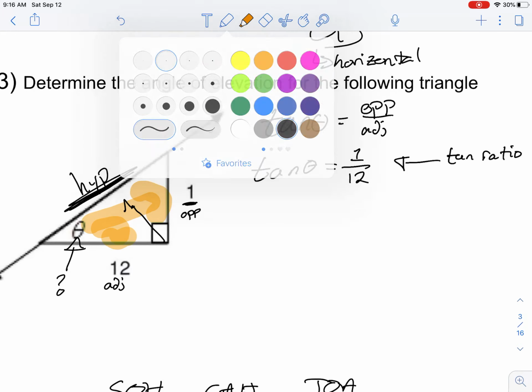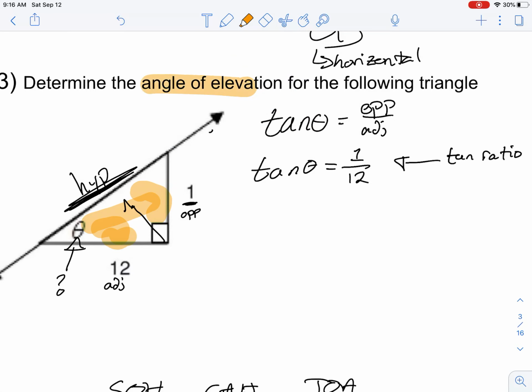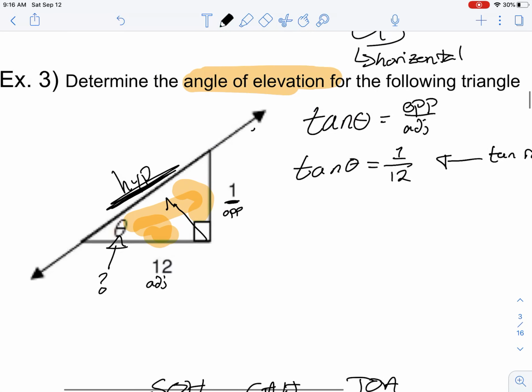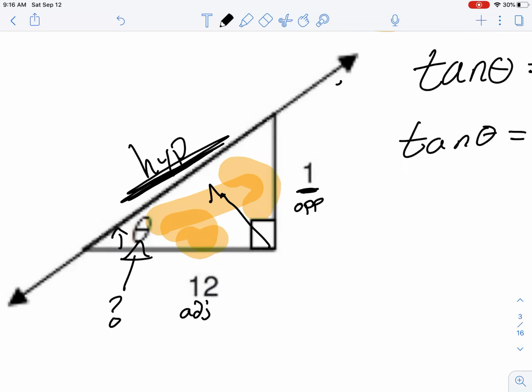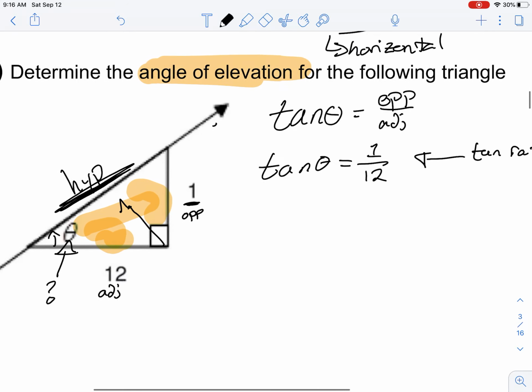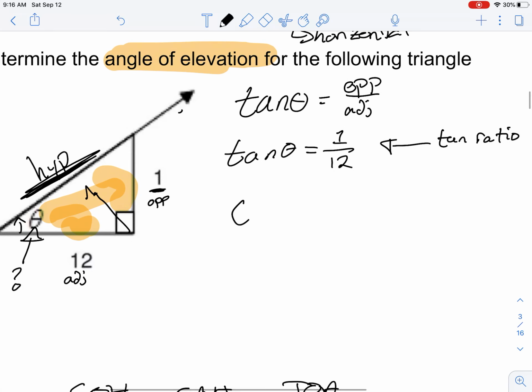But in this case, this question is actually asking us to find the angle of elevation, which in this case is here. We have our horizontal, and it's increasing for that angle. So in order to find this, we need to use inverse tan. So inverse tan of 1 over 12.